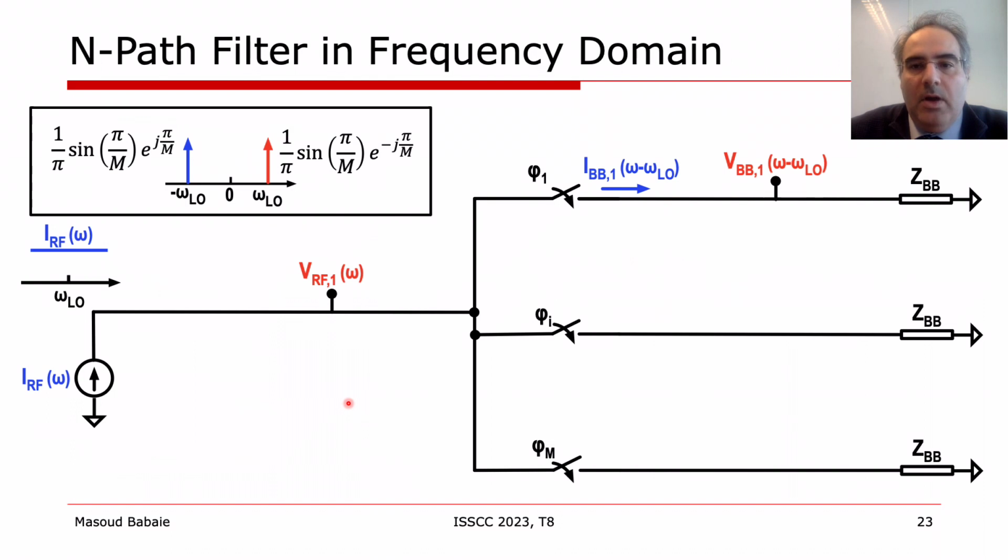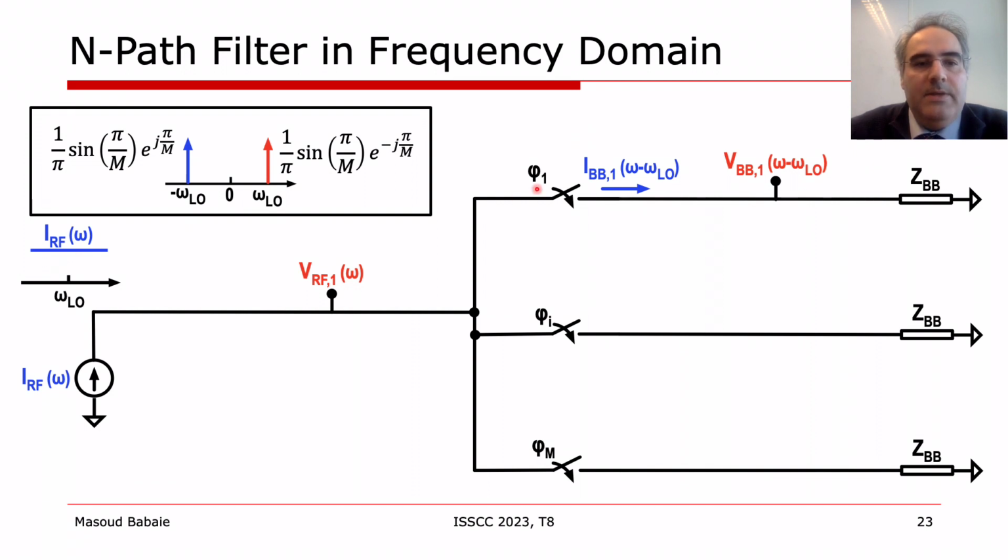Now consider the following system composed of m identical branches connected through a common node. Each branch consists of a baseband impedance ZBB in series with an ideal switch. We also have a current source with an infinite output impedance, and its current flows into the switching system. The switches are driven by m non-overlapping clock phases. In this analysis, we want to calculate the RF voltage across the current source in order to have a closed form equation for its load impedance.